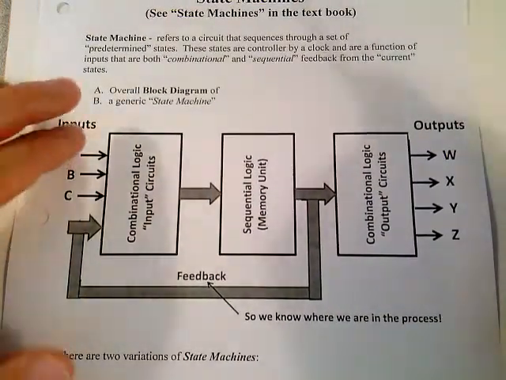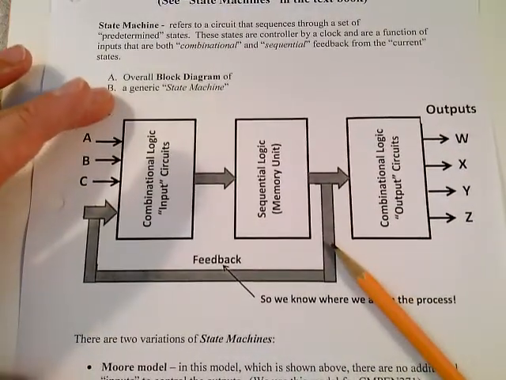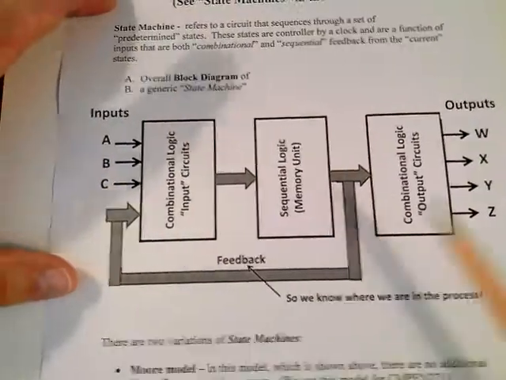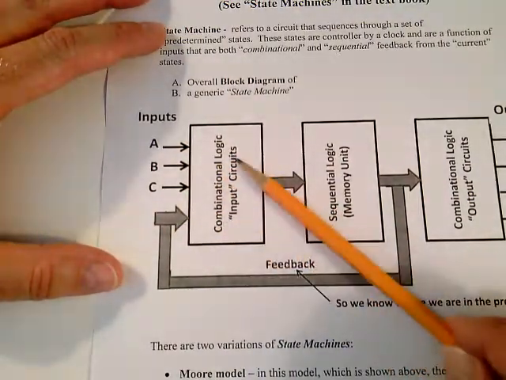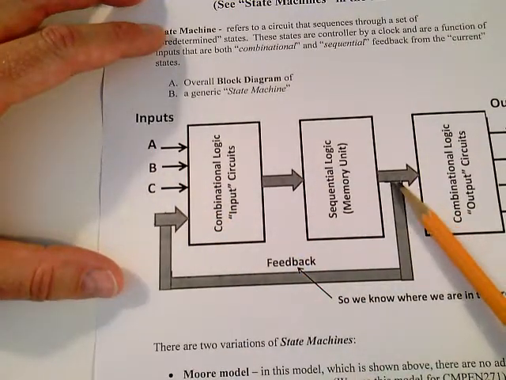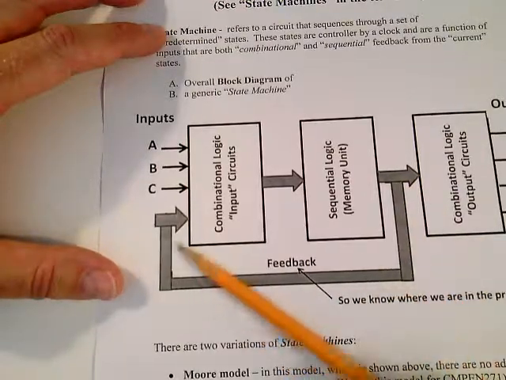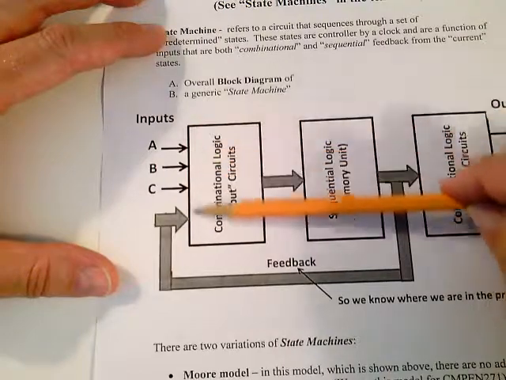Okay. The overall block diagram of a state machine is shown here. Let's take a look at it for a minute. Notice we still have inputs, and we have combinational logic with these inputs. But what we're doing is feeding some of the memory circuits, some of the outputs of the flip-flops, back to the inputs. And we're adding on to the total number of inputs we need.